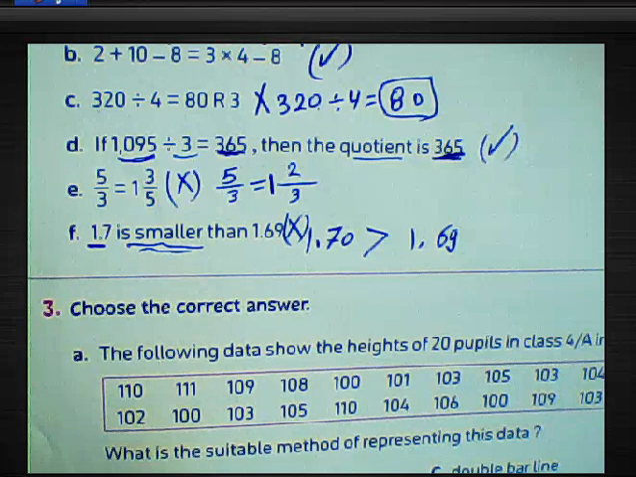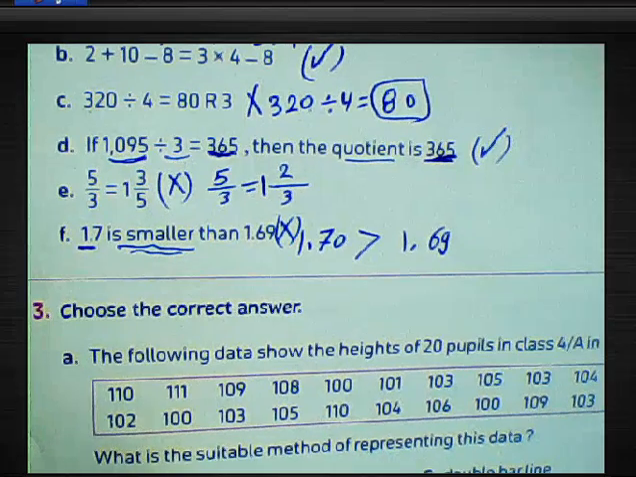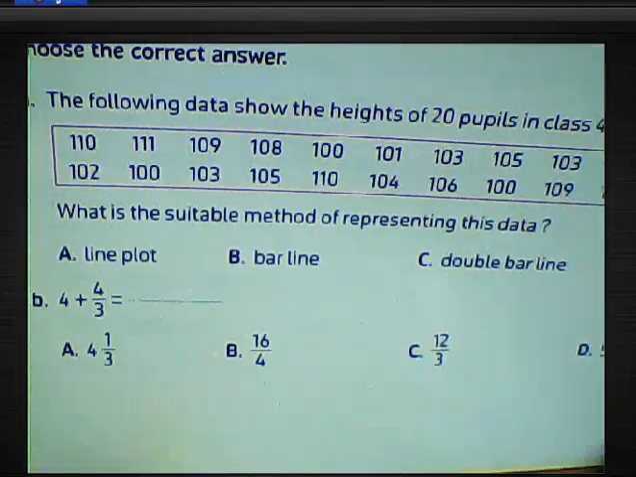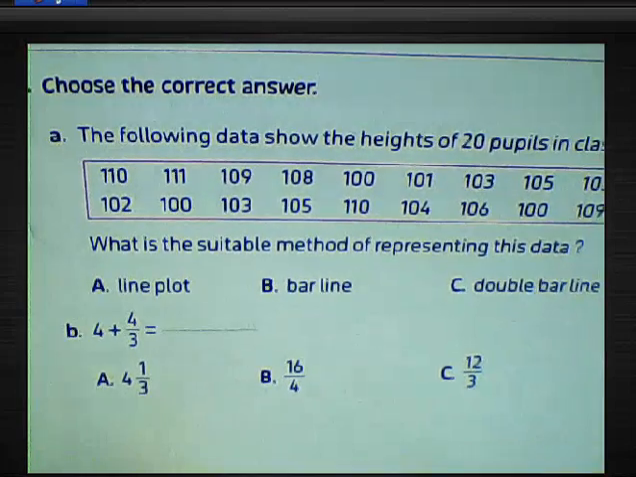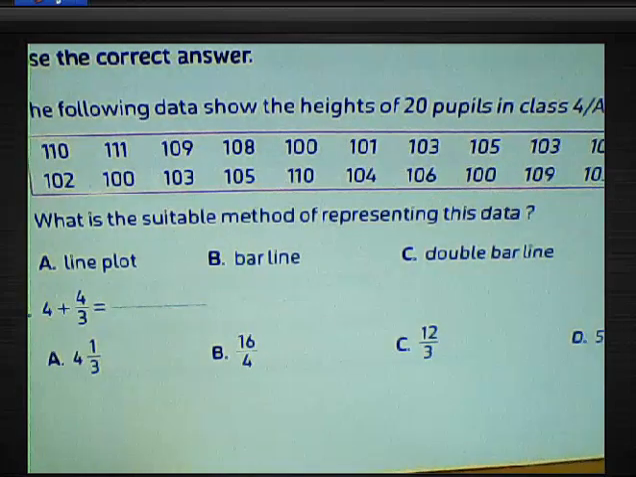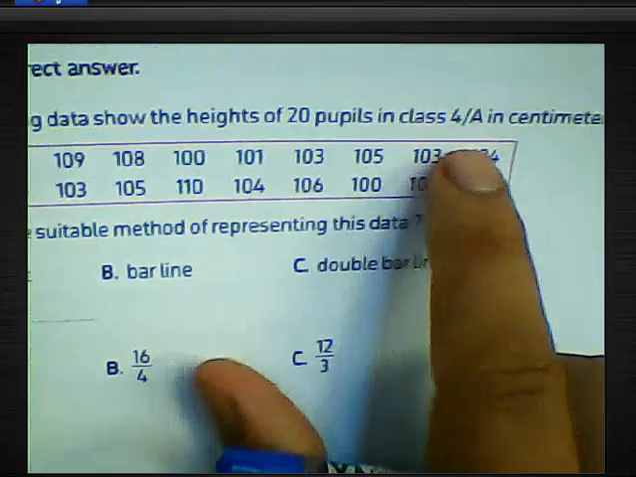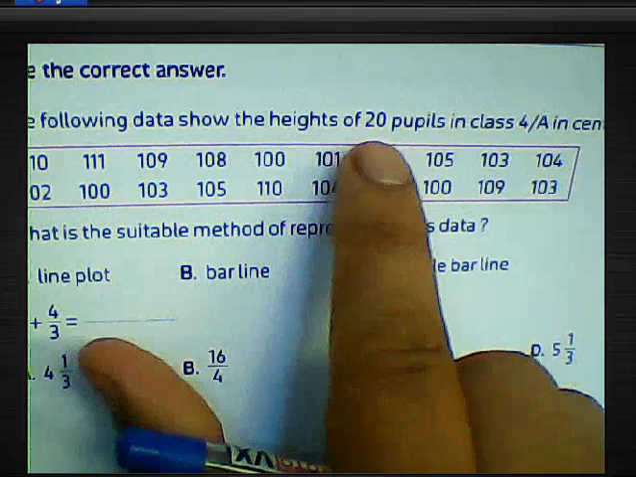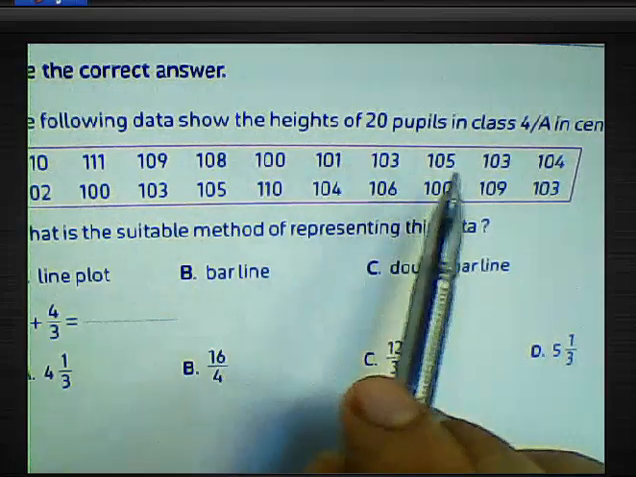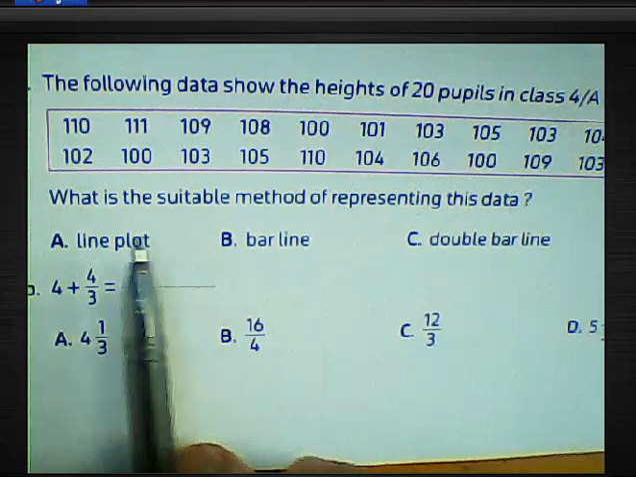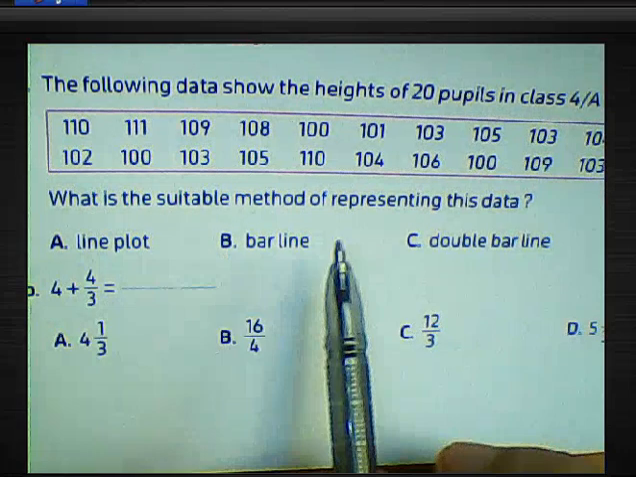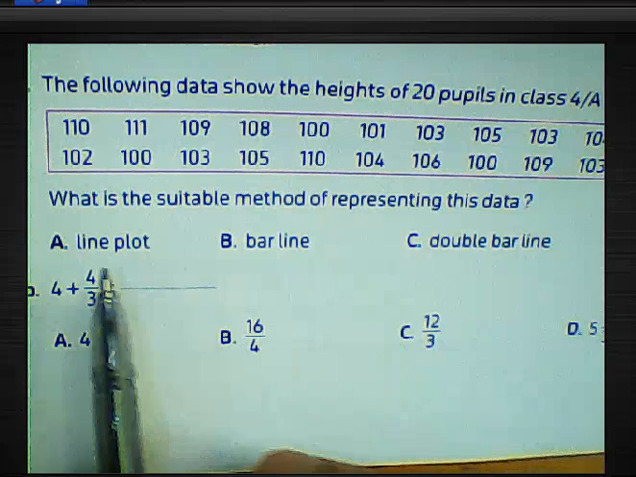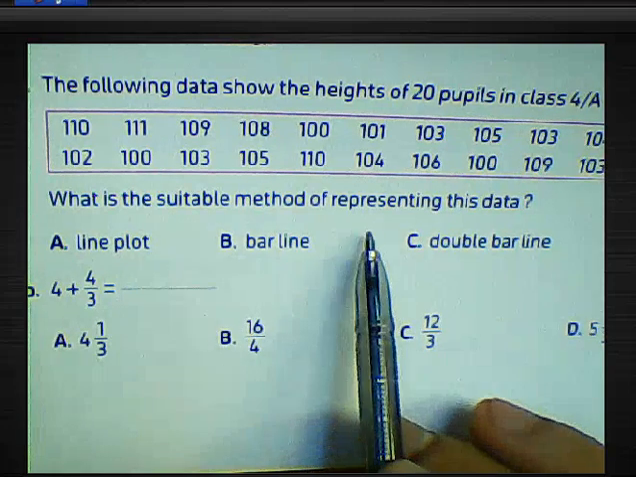What about question 3? Choose the correct answer from the following data. The heights of 20 pupils in a class, in centimeters. We have the heights of 20 pupils in a class. What is the suitable method to represent this data?